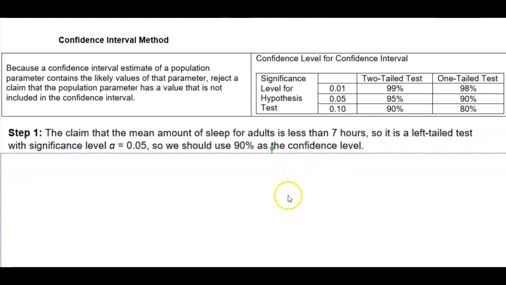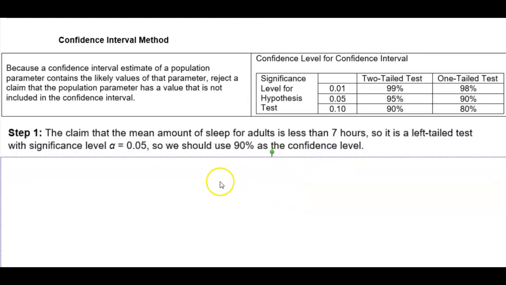So let's take a look at step 1. The claim that the mean amount of sleep for adults is less than 7 hours. So it is a left-tailed test with a significance level of alpha equal to 0.05. So if it's a left-tailed test, that means it's a one-tailed test. We know the significance level is 0.05. And so therefore, if it's a one-tailed test, then we're using the 90% as the confidence level.